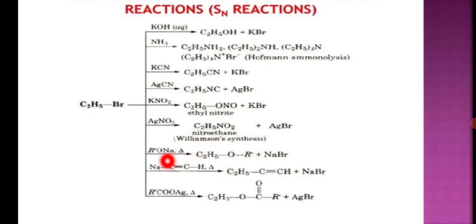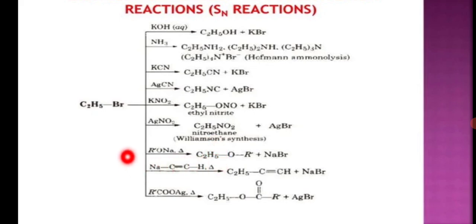So, if you react with sodium methoxide, you will get ethyl methyl ether. Ethyl methyl ether, a mixed ether, will be formed. That is the ether formation, and actually this reaction is called the Williamson synthesis, not the previous one. I'm sorry. The next one is the Williamson synthesis.